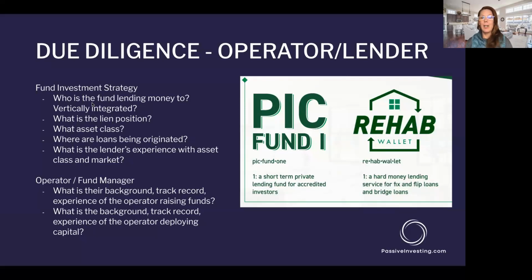And then when we talk about the fund operator, the people that are aggregating the money, and this can go for both the lender as well as the fund manager: what is their background, track record, and expertise in raising funds and then deploying the capital? Do they understand how that relationship works and that delicate balance between money going out and coming back in? And if there's a liquidity feature, do they have the business practices in place to make that liquidity option very smooth for you as an investor? So start there, and really make sure that you understand that overarching strategy.